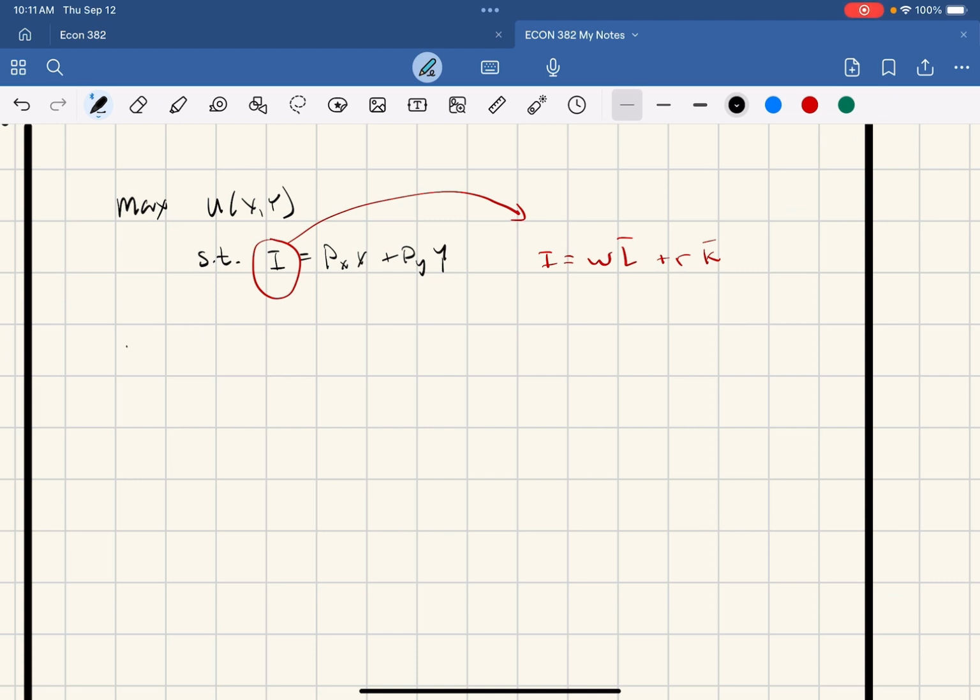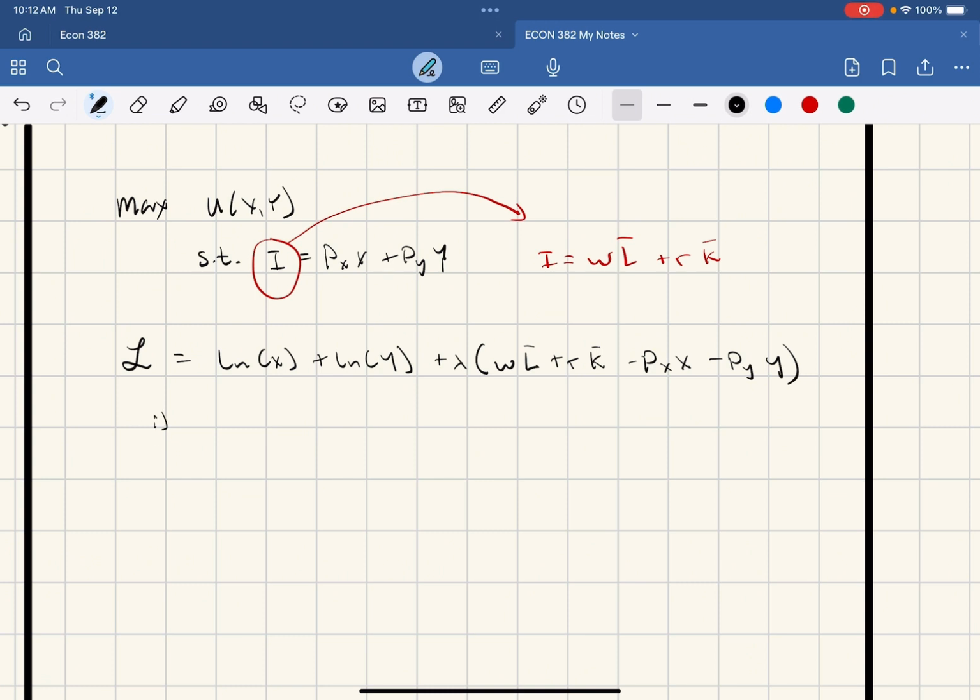And so with this, we can then set up the Lagrangian where they are going to maximize their utility, which is log X plus log Y, plus lambda times, and now instead of income, we're going to have W L-bar plus R K-bar, that's their income equation, minus PX X minus PY Y. And again, L-bar and K-bar are givens. They're parameters given through the initial endowment. So that is our Lagrangian.